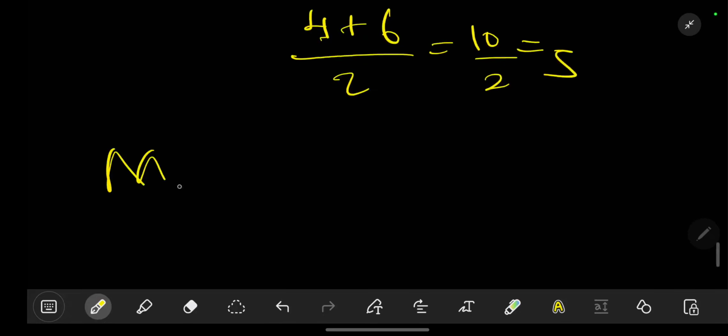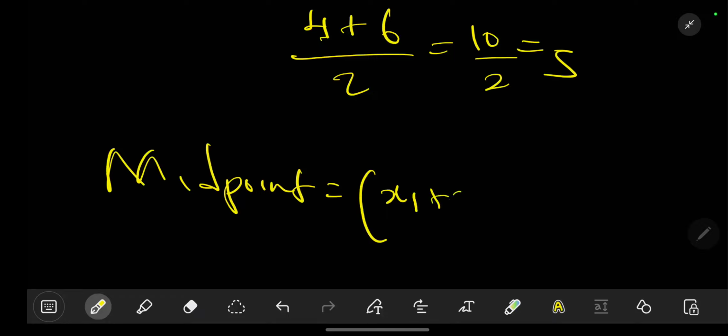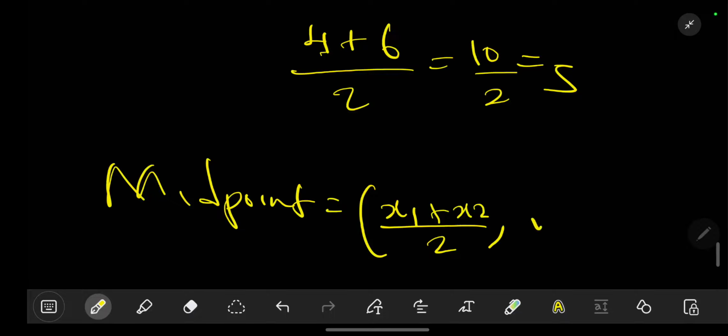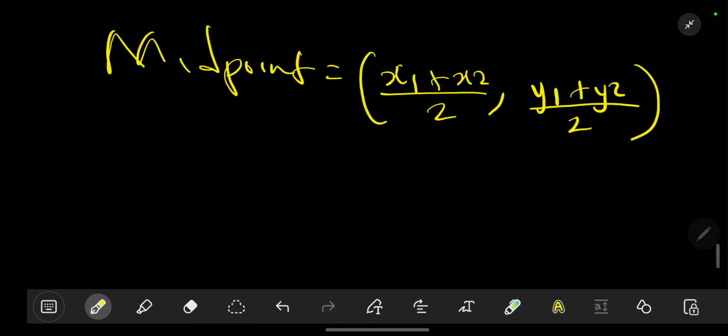So the midpoint is equal to (x1 plus x2) over 2, comma, (y1 plus y2) over 2. Now we are just introducing coordinate geometry in which we are going to be using the x and y coordinates. So that is how we find the midpoint. Let's look at the question.